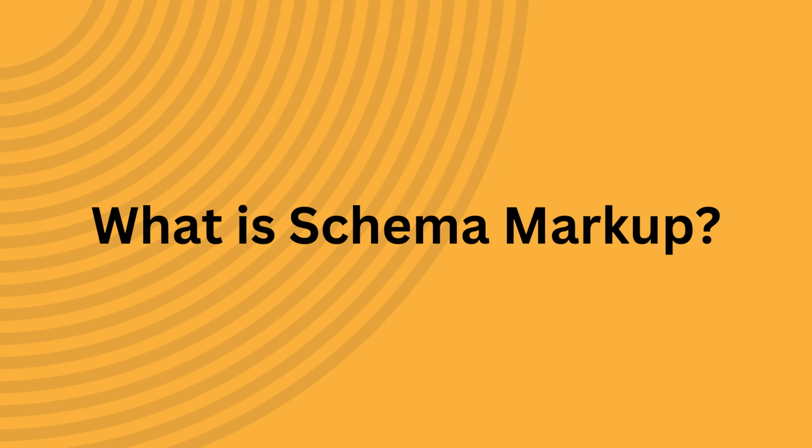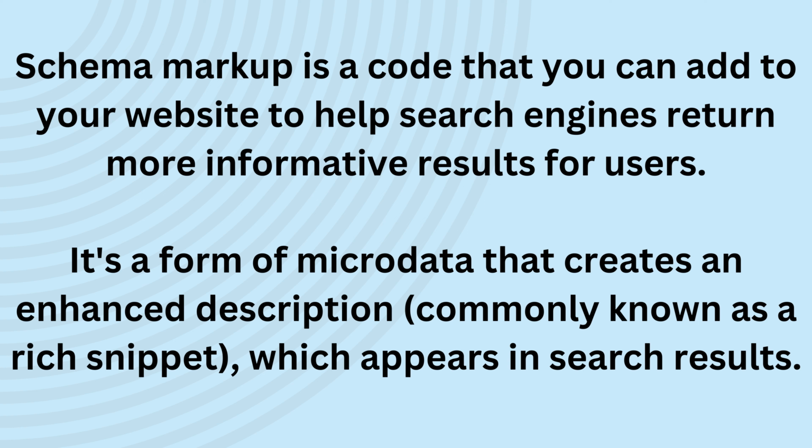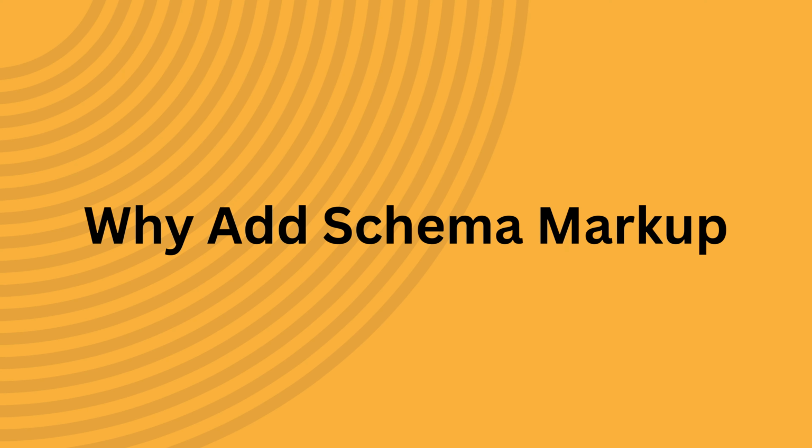Schema markup is a code that you can add to your website to help search engines return more informative results for users. It's a form of microdata that creates an enhanced description commonly known as a rich snippet, which appears in search results. Why add schema markup?